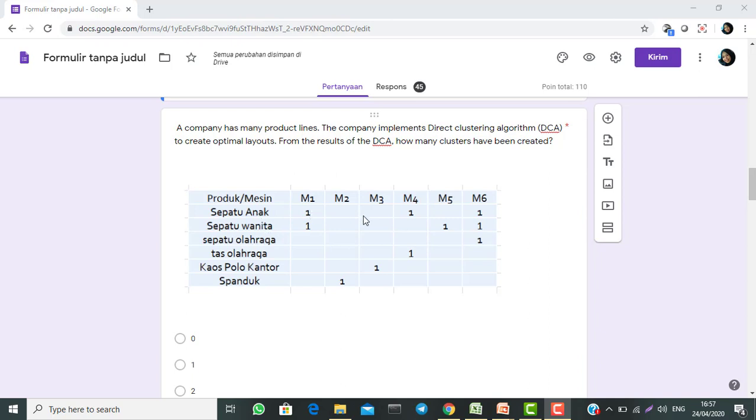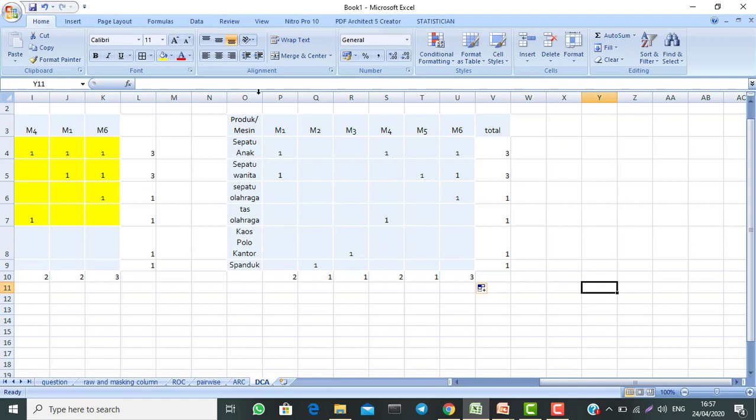But not all products will go to the same machine. M in this case represents the machines. So we have 6 machines and also 6 products. Okay, let's apply the calculations of DCA. DCA is basically a very simple algorithm because you only change the position of the machines. The rule is you can use ascending and descending sorting. So it's very easy.